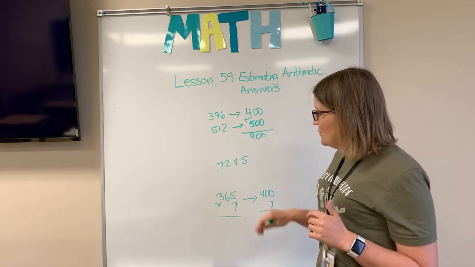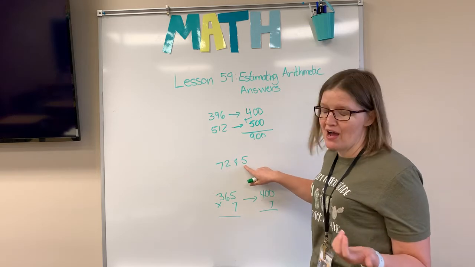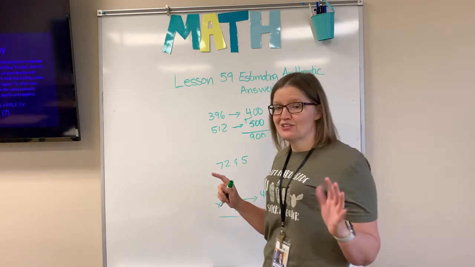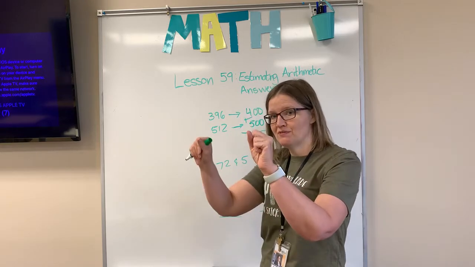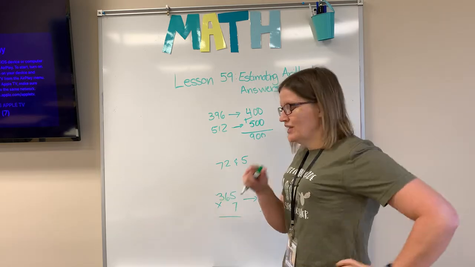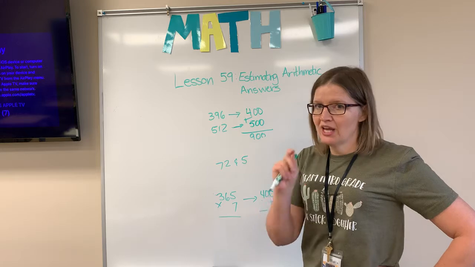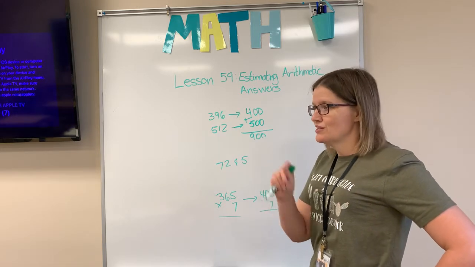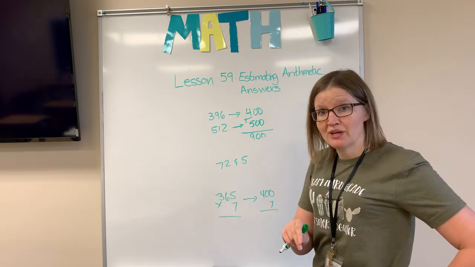Our next example is estimate the product of 72 and 5. I love how Saxon throws this in because they want you to understand that a factor times a factor equals a product. And so what they're wanting to do is a multiplication. When they throw in the word product, that cues us that we are working with multiplication.